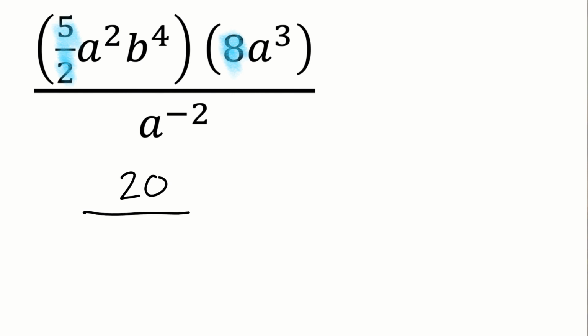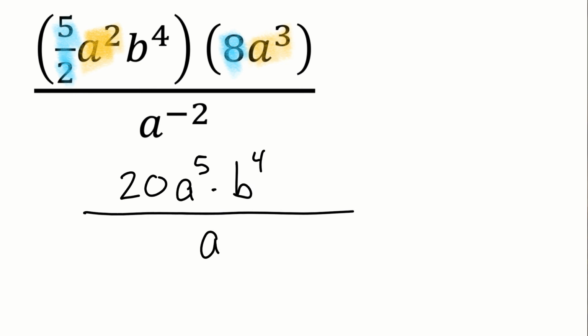So that's the first thing I've got in the numerator. Next thing I've got in my numerator is I do have an a. I've got an a squared, and I'm multiplying that by an a to the third. A squared times a to the third is a to the 5th power. So I have an a to the 5th power. And I also have a b to the fourth power.